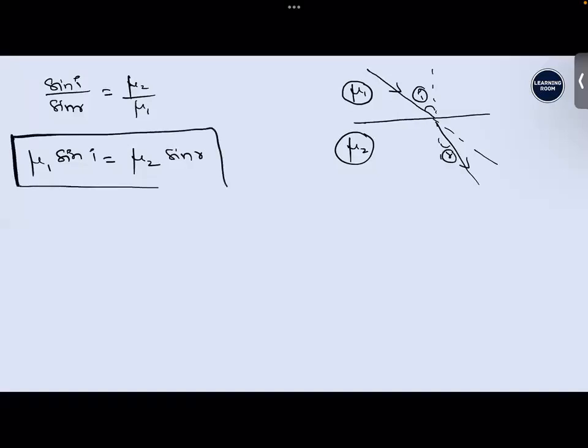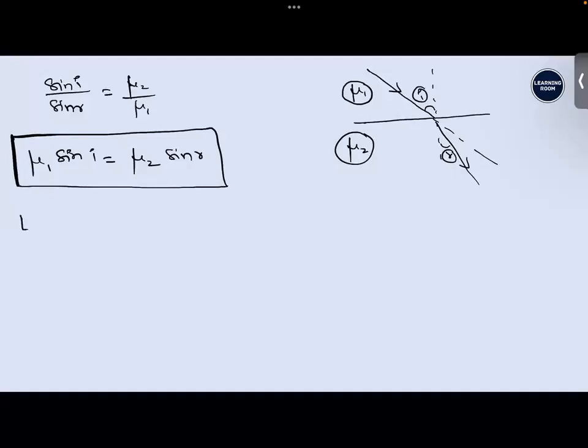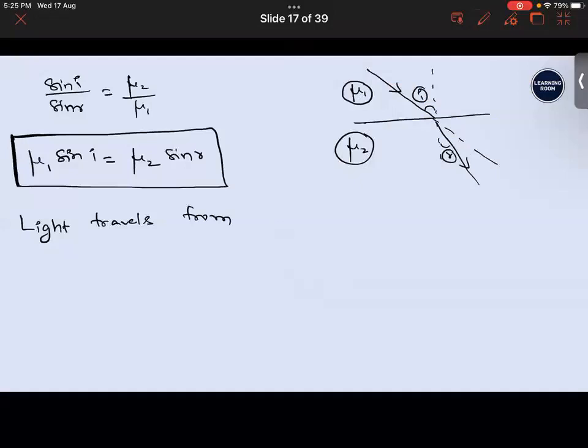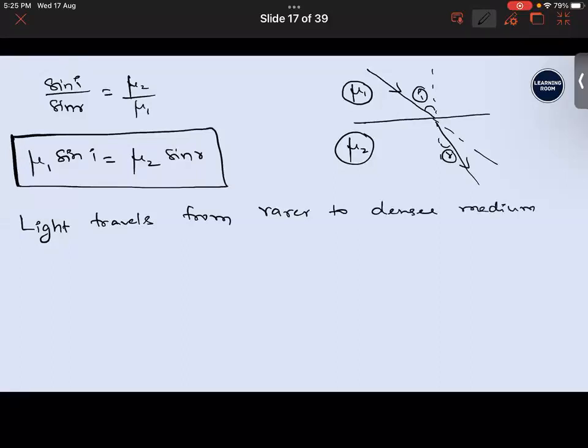Okay. So having this point in mind, tell me what happens when light travels from rarer to denser medium. When light travels from rarer to denser medium, what happens? It bends towards the normal. So light starts bending towards the normal. But why is it even happening?